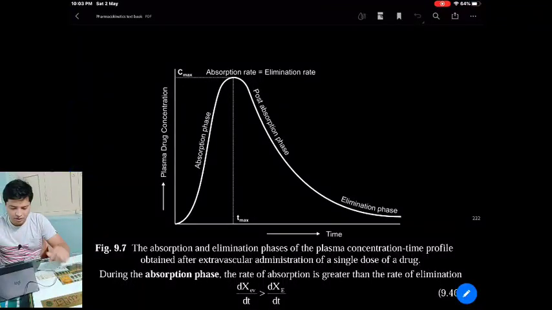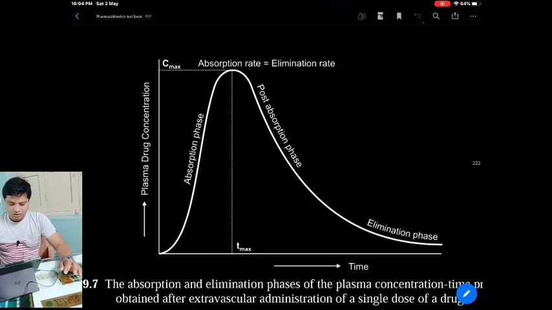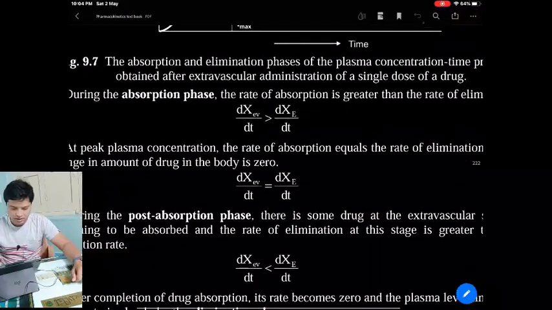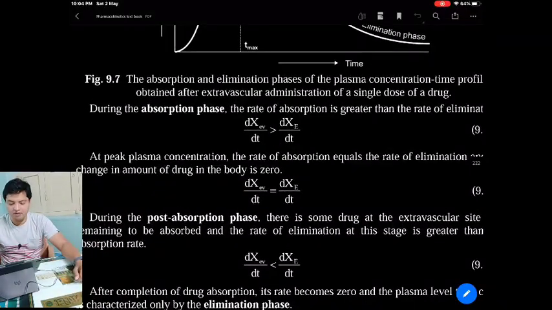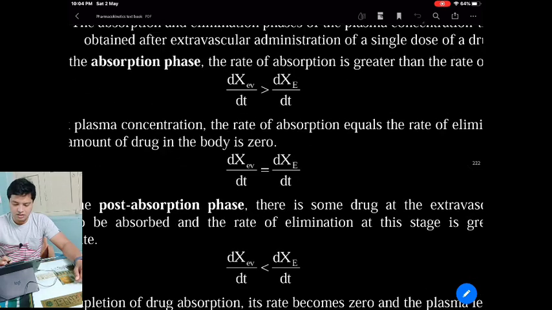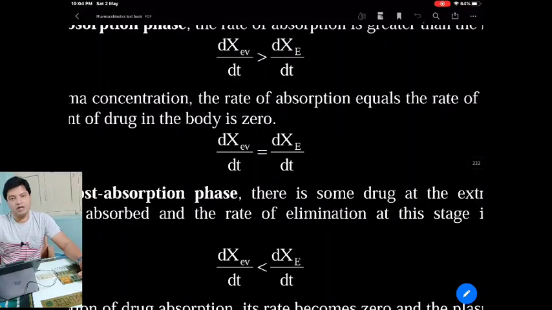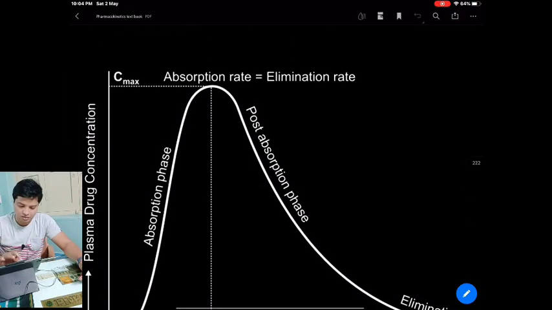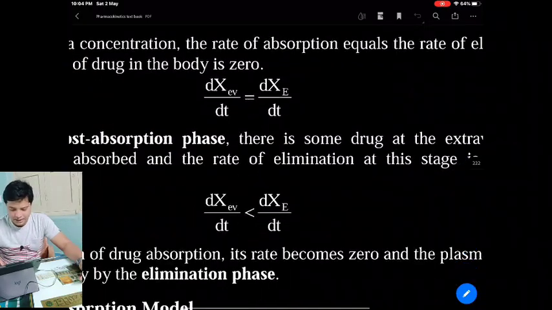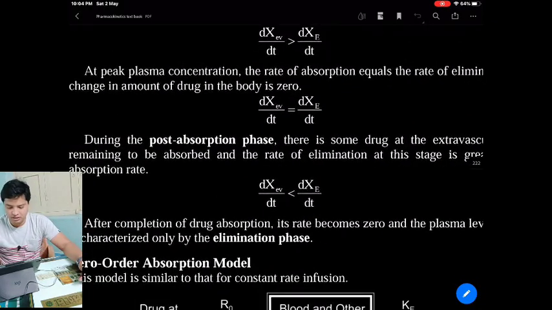Now see this graph here, what it says. So we have absorption phase, we have post absorption phase, then we have elimination phase. At the absorption phase, the rate of absorption will be more than rate of elimination. At peak plasma concentration, that is given here, the rate of absorption is equal to rate of elimination, that is at peak plasma concentration, Cmax. Then in the post absorption phase, elimination will slowly be more compared to absorption.